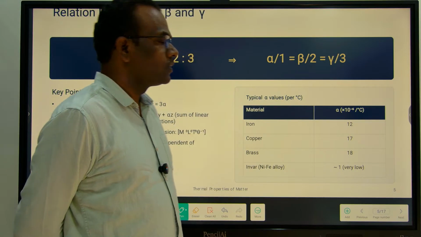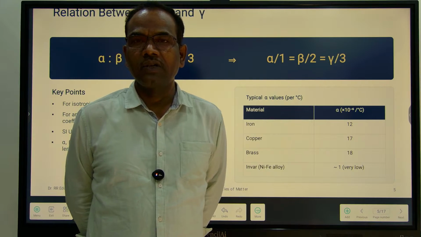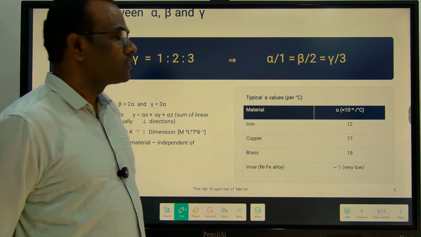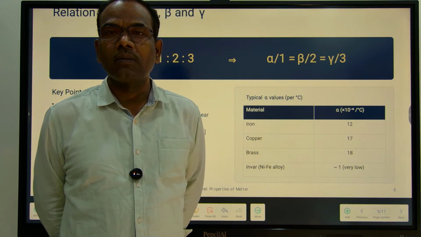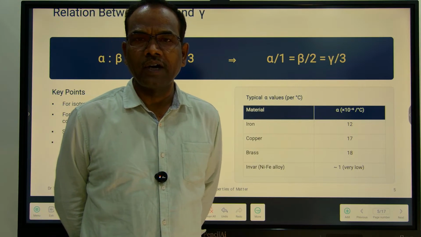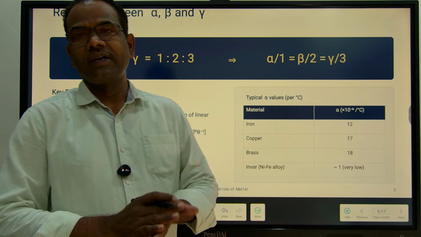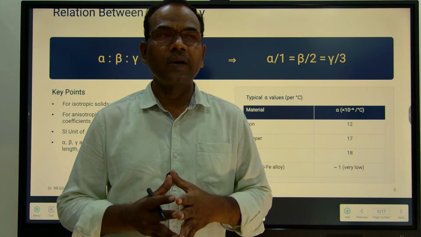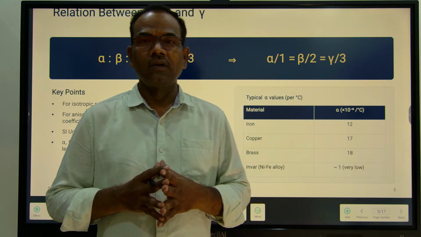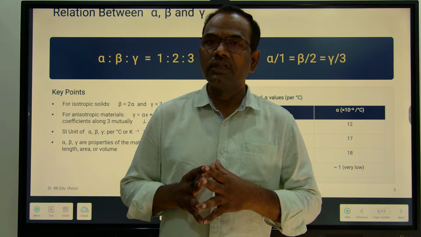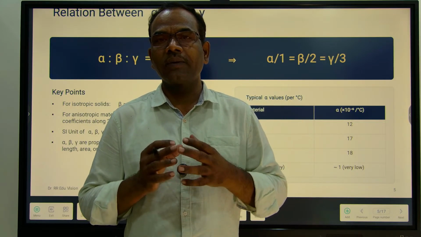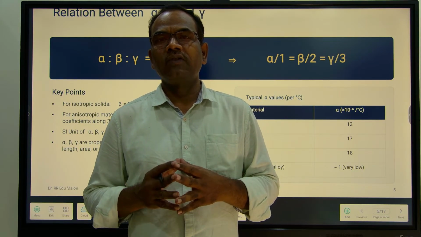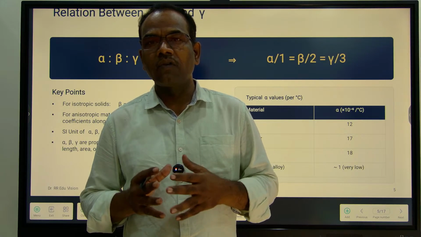So then we'll start again. Our class will continue. In the previous class, we discussed the relation between alpha, beta, and gamma, meaning the thermal expansion in solids. We define three types of thermal expansion in solids: one is linear expansion, another is areal expansion, and the next is cubical or volumetric expansion. These three expansions are possible in solids when temperature increases. We explain these expansions with the help of their coefficients called alpha, beta, and gamma.